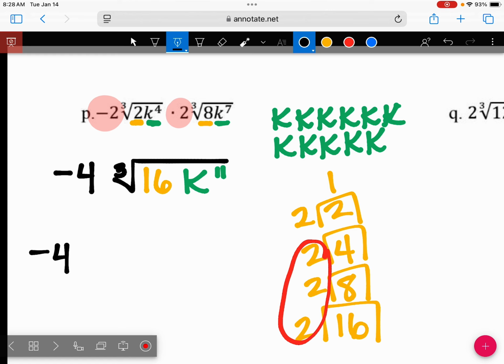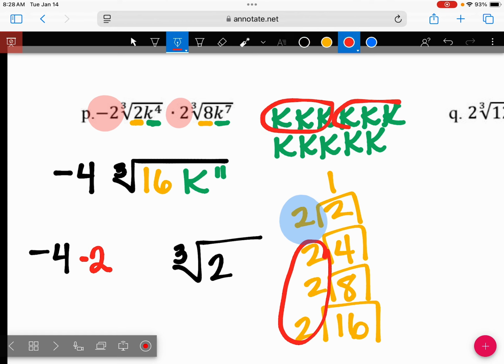So we have -4 times 2 on the outside. But I had one that has to stay because it wasn't in a set. So under my radical, I have the cube root of 2. Show me with your fingers how many sets of K's you could create with 11 people. Yep, you got 3 sets. Good job. 1, 2, 3. So that's going to come out. Well, then I also have 2 K's that have to stay.